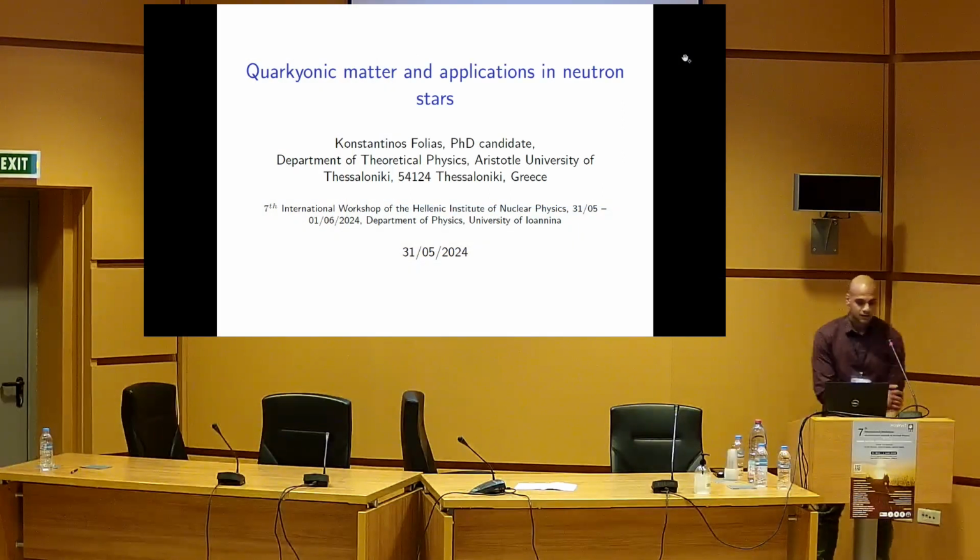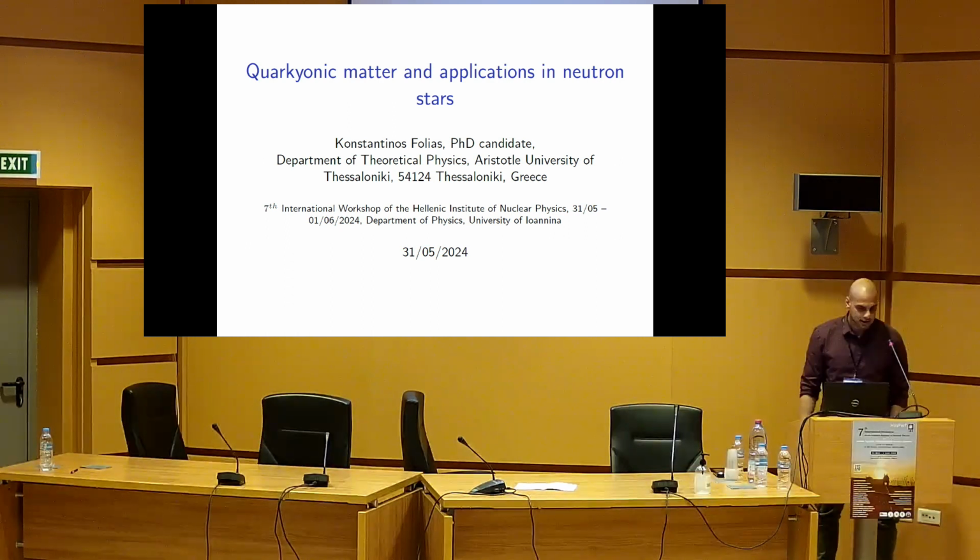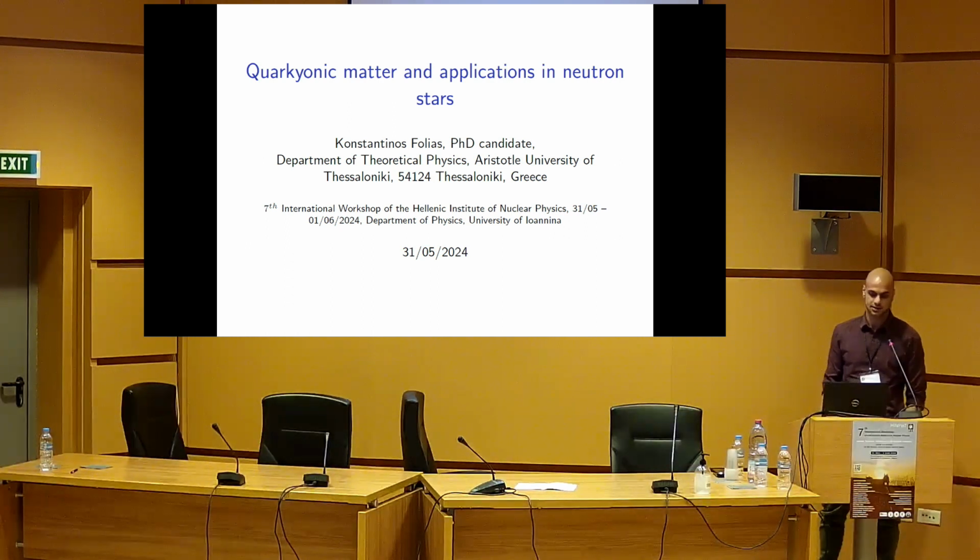Hello everyone. My name is Konstantinos Folias. I'm a PhD candidate in the Department of Theoretical Physics in the Aristotle University of Thessaloniki. And today I will talk about my PhD thesis. I deal with quarkyonic matter and applications in neutron stars.